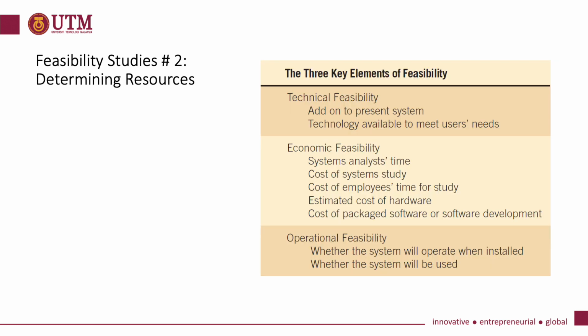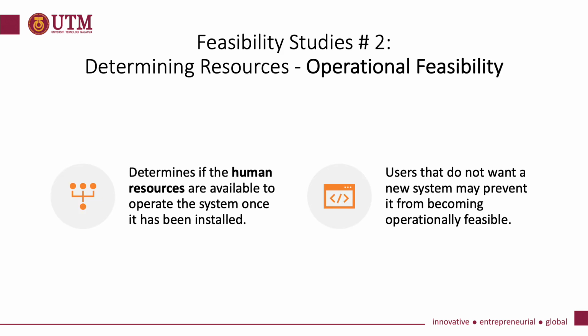The proposed project is feasible when there are enough and available resources to kick off further system development. The resources cover three aspects. First, technical. Second, economical. And third, operational. A project must be feasible in all three aspects to merit further development.